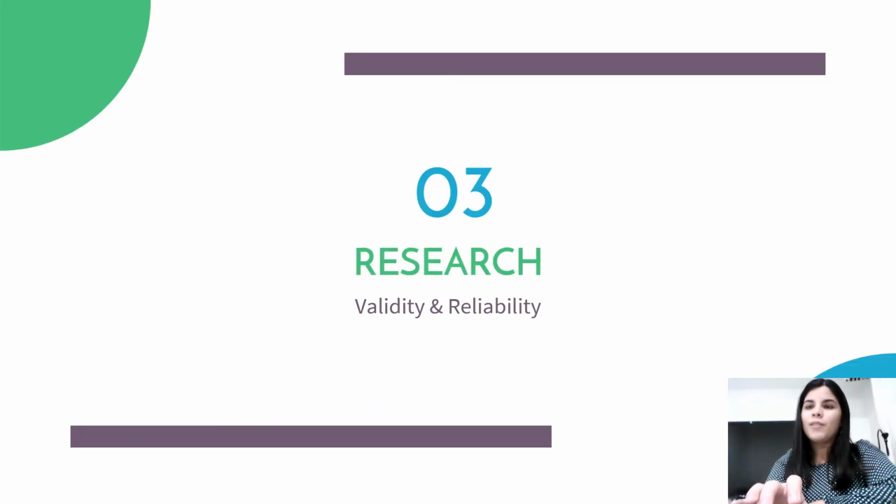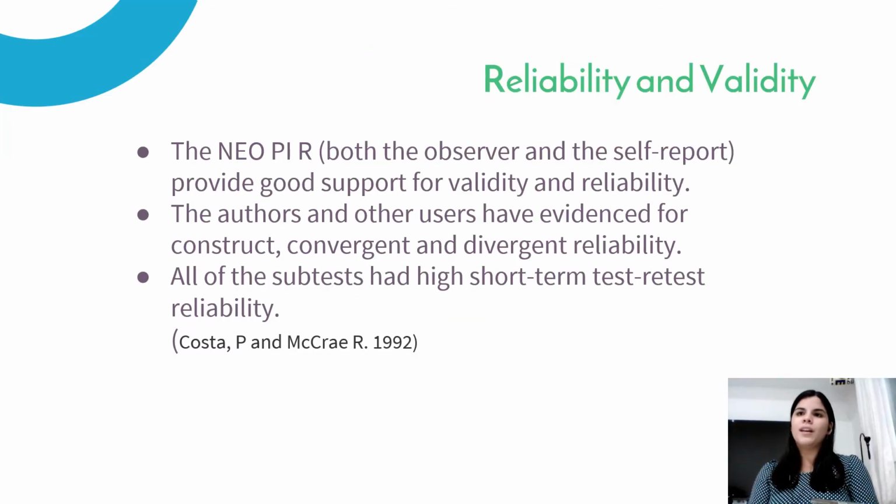In terms of reliability and validity, the NEO-PI-R, both the observer and the self-report versions, provide good support for validity and reliability. The authors and other users have evidence for construct, convergent, and divergent validity. And finally, all of the subtests have high short-term retest reliability, which basically means that if a person were to take this test again in the short term, they will very likely get very similar results.